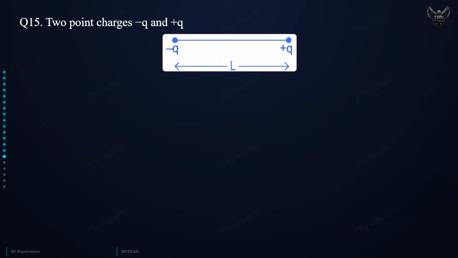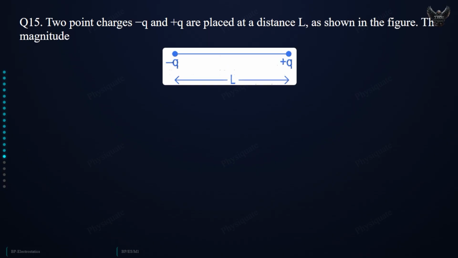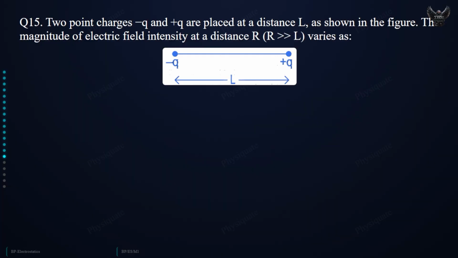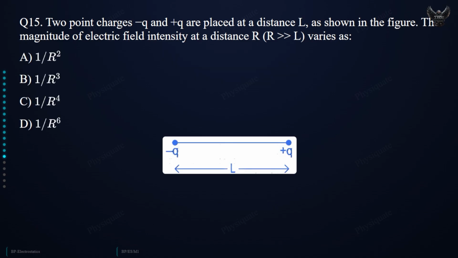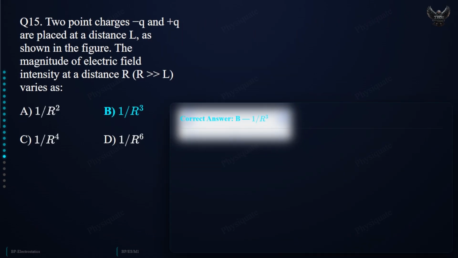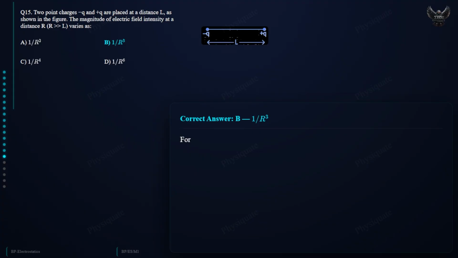Question 15. Two point charges minus Q and plus Q are placed at a distance L, as shown in the figure. The magnitude of electric field intensity at a distance r, r much greater than L, varies as. Correct answer is option B. For distances much larger than the separation of charges, r much greater than L, the system of charges minus Q and plus Q behaves as an electric dipole.